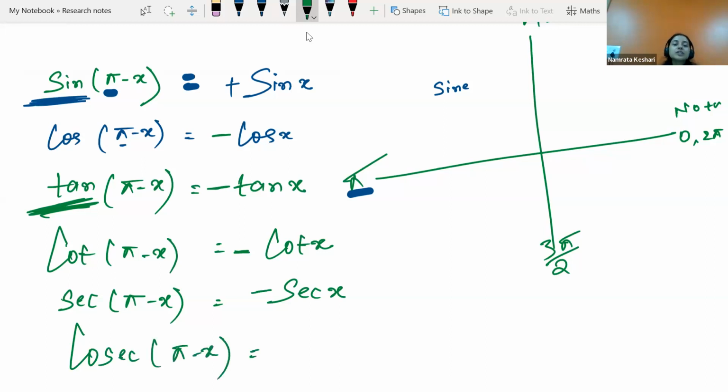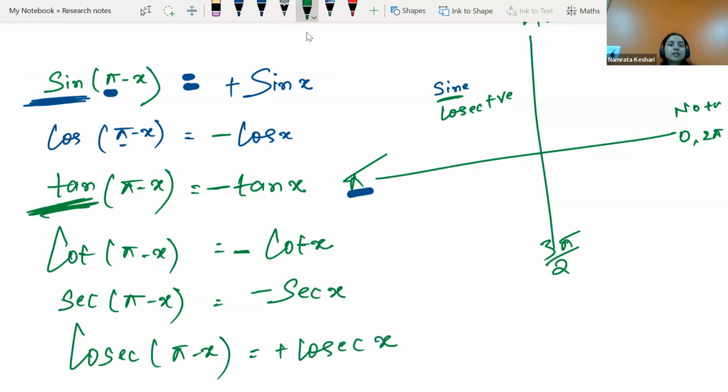Positive or negative? Negative. Is it so? In the second quadrant, sine is positive, and due to sine, cosec will also be positive. Yes or no? Yes, ma'am. So this will be positive.